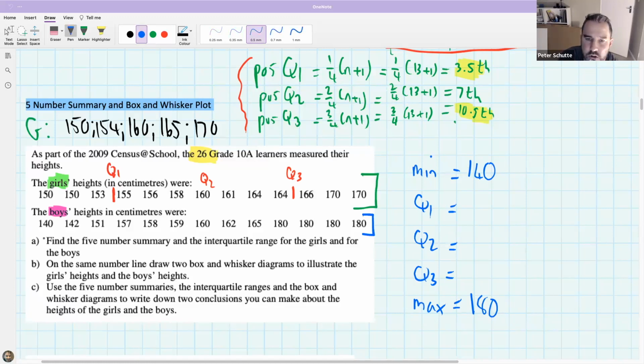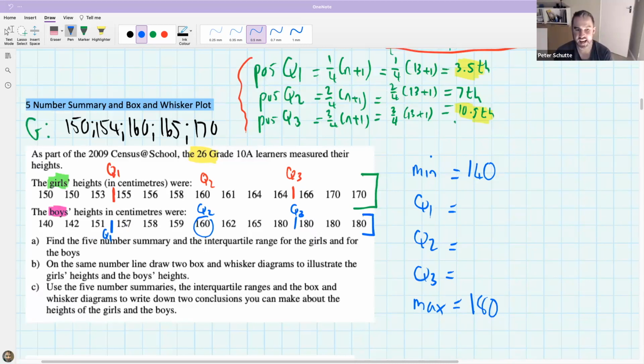So let's go and look. 3.5. 1, 2, 3. So it's going to be here. And then 7, 4, 5, 6, 7. So that's going to be Q2. And then 7, that's 8, 9, 10. So here is Q3.